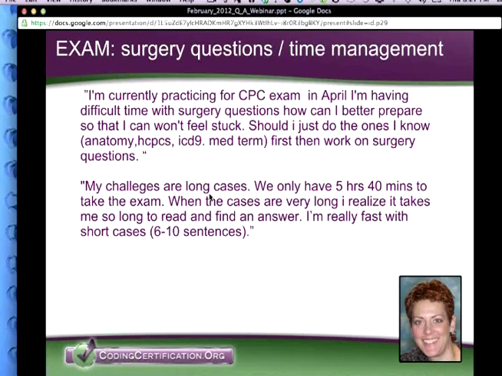Now, if you're still finding with doing that you're needing more than 5 hours and 40 minutes, what that means is you're not ready for the CPC exam. You need more practice. Okay? So it's not that the technique is broke or you're broke or anything like that. You just need more practice to get your speed up, and try and not overthink it.